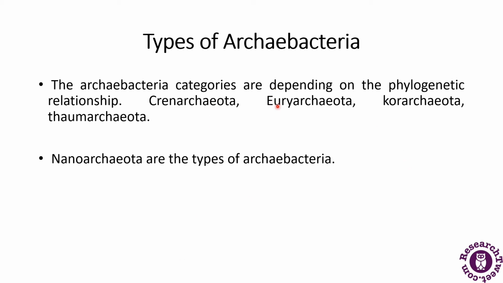The second one is the Euryarchaeota. They can survive under extremely alkaline conditions, and they have the ability to produce methane unlike any other living being on the earth. So these include the methanogens and halophiles.